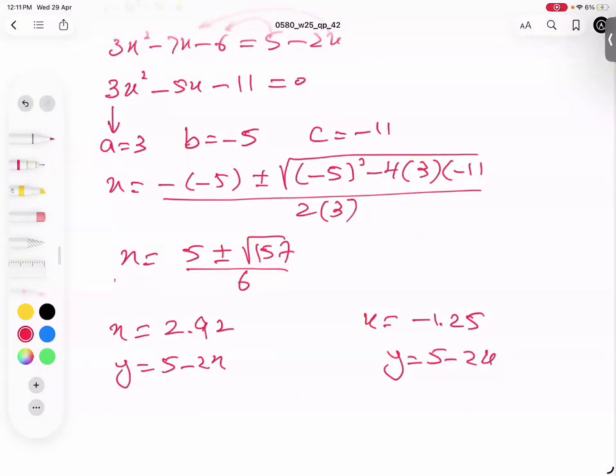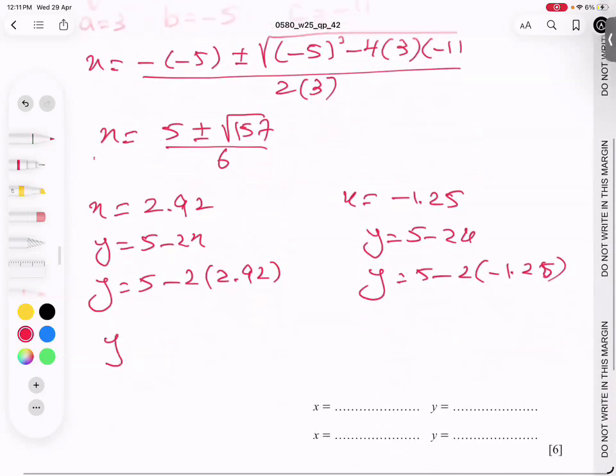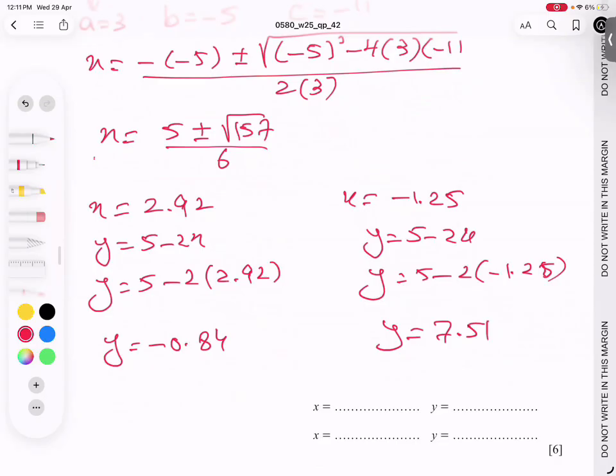So when I plug in here, students, it means y equals 5 minus 2 times 2.92. Same here, 5 minus 2 times negative 1.25. And we are getting two values of y. One value of y is negative 0.84, and here I'm getting 7.51. So we got two pairs, students, of x and y. I'm getting 2.92 and negative 0.84, negative 1.25 and 7.51.